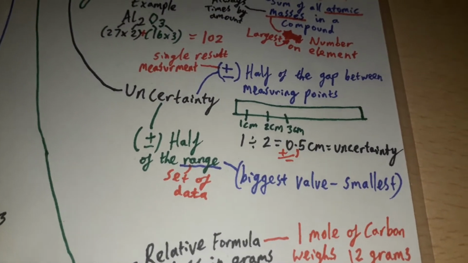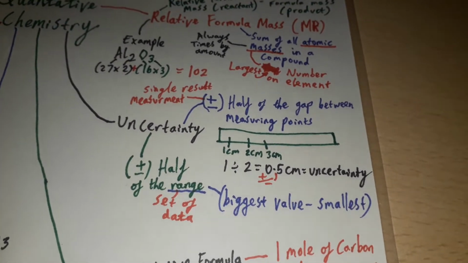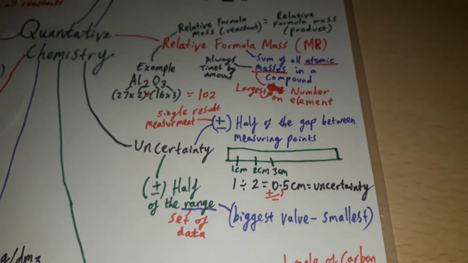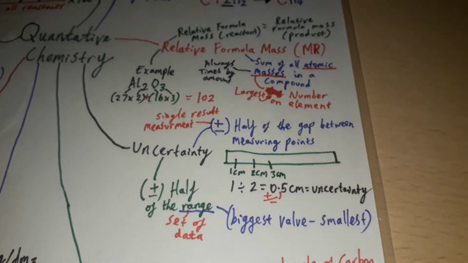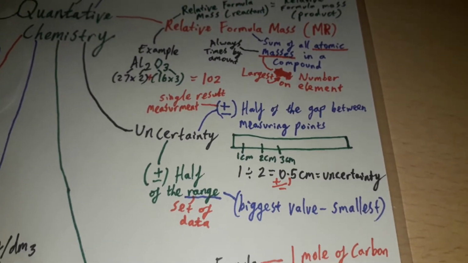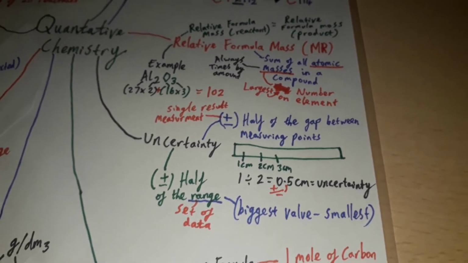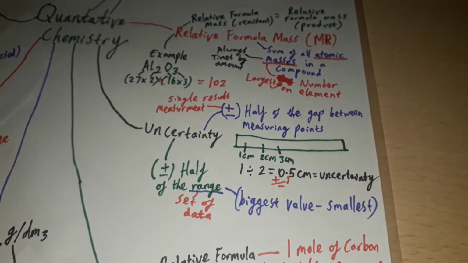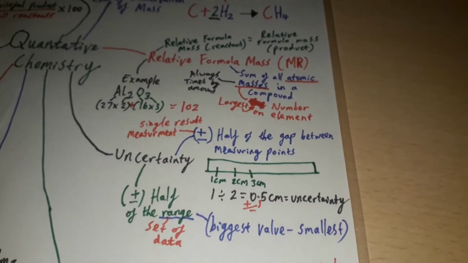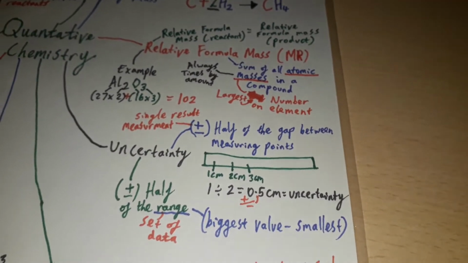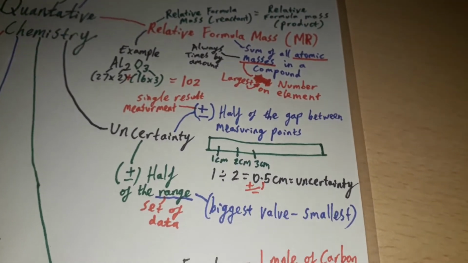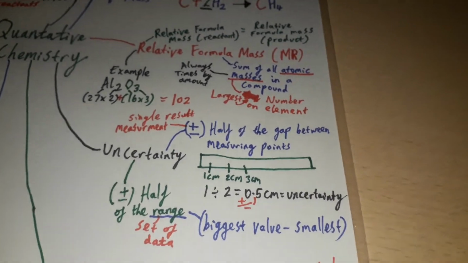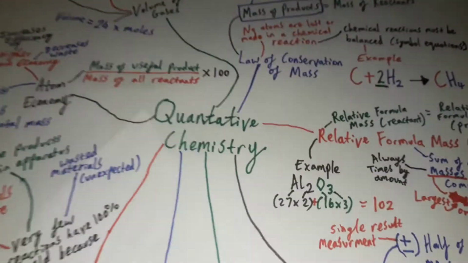Next, uncertainty is plus or minus half of the range. So this is for a set of data. So if you've got a load of different values, you'd find out the range of it, which is the biggest value minus the smallest, and you'd half that. So if the range was 2, the uncertainty would be 1. That sort of thing. You just got to know how to find the range for this, really. And sometimes it'll ask you for the mean before of however many values, which can help in that sort of question.